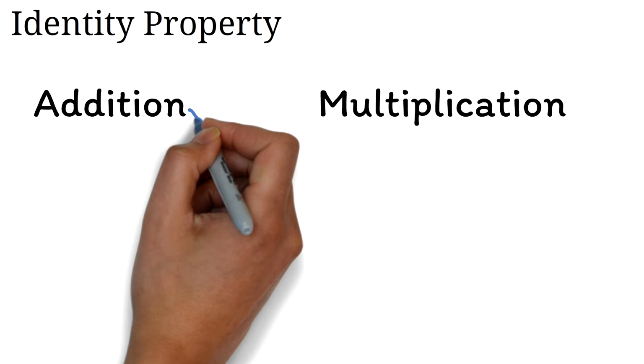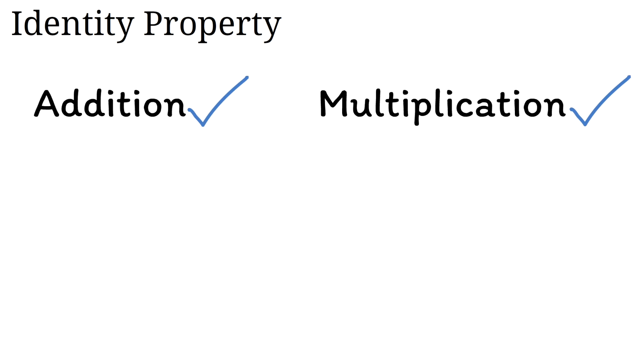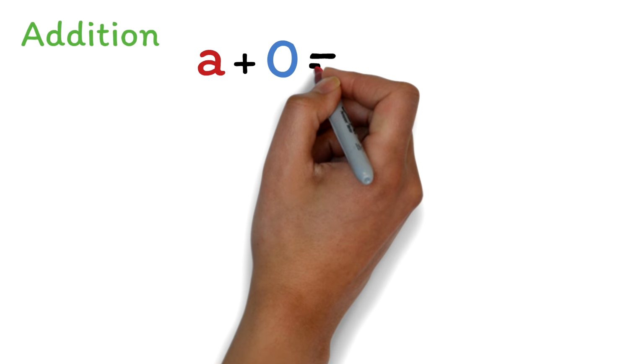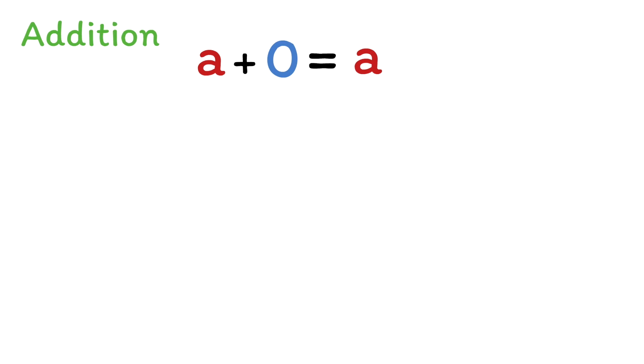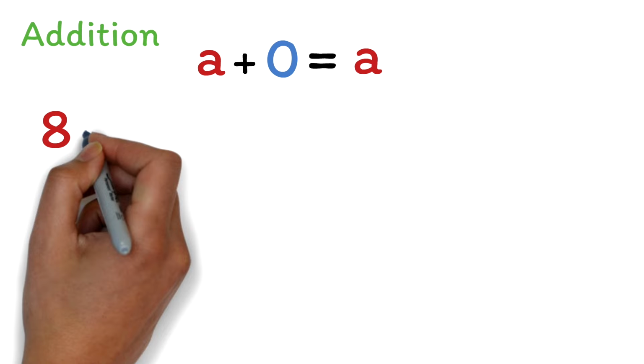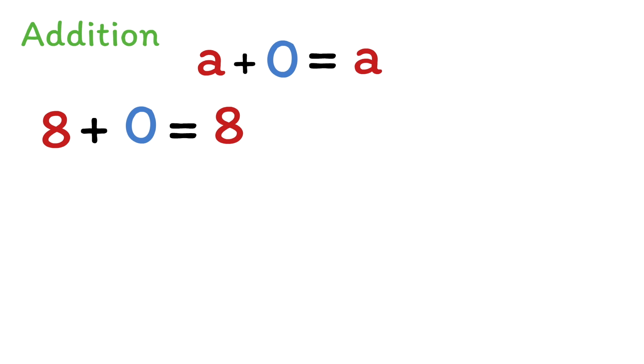Now let's talk about the identity property. Note that the identity property only applies to addition and multiplication. The identity property is very simple and it has numerous applications in math. For addition, the identity property states that any number plus 0 will equal that same number itself. For example, 8 plus 0 will equal 8, and 5 plus 0 will equal 5.